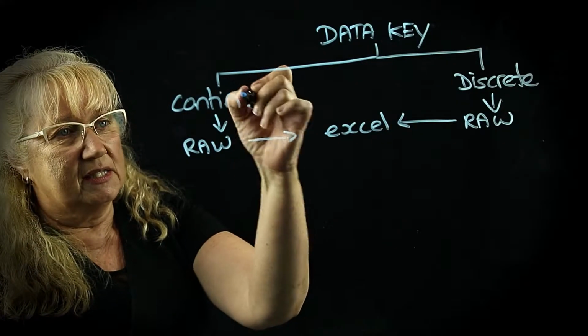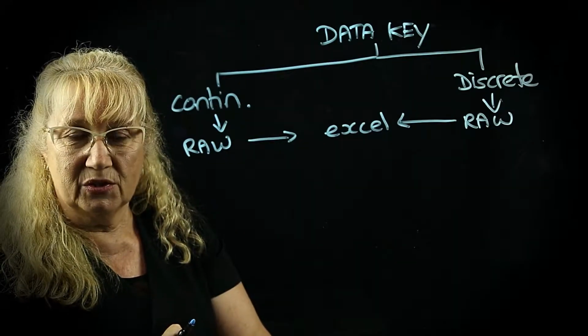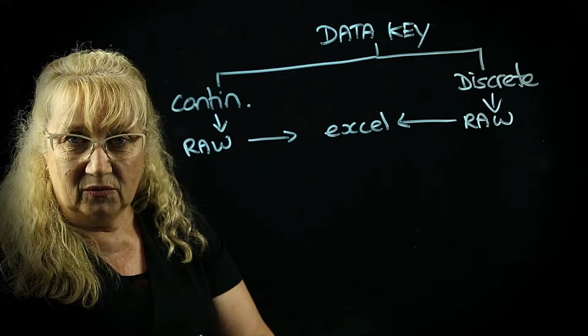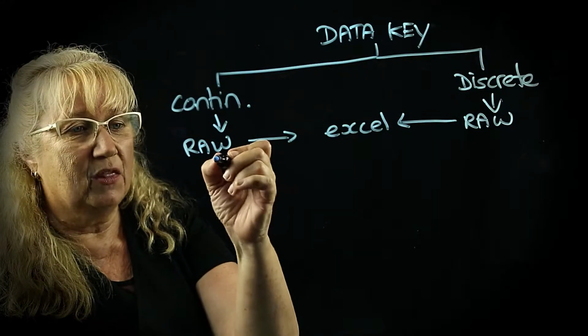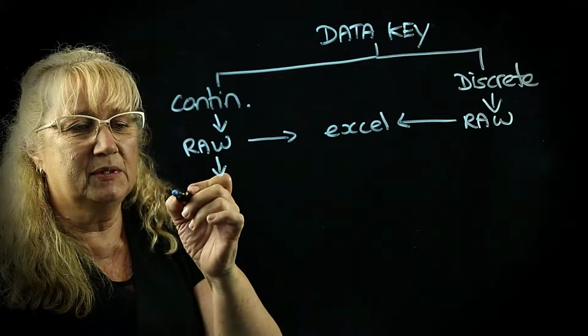Okay, let's say you have got continuous data, your independent variable is continuous and your dependent variable is continuous. Then don't even think about anything except a scatter plot.